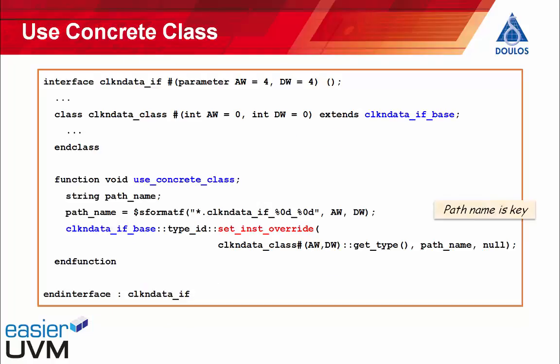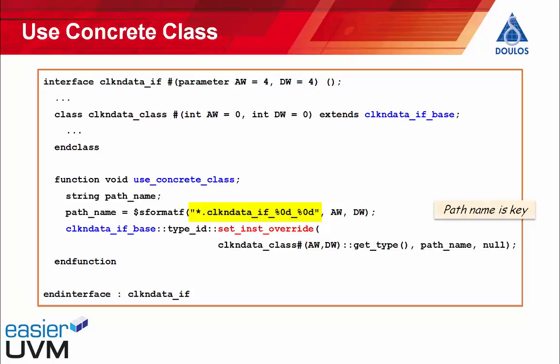Then after the concrete class comes the definition of the useConcreteClass function. And this function is going to do a factory instance override to replace instances of clock and data interface base, our abstract base class, with instances of the clock and data class parameterized with whatever the appropriate parameter values are. So each time we come to instantiate our interface with a different set of parameter values, we're going to have a different call to useConcreteClass, which will set up a factory instance override unique to that particular instantiation of our concrete class. And we're going to identify the particular instantiation using the string names that I highlighted earlier and that are being assigned to this path name variable.